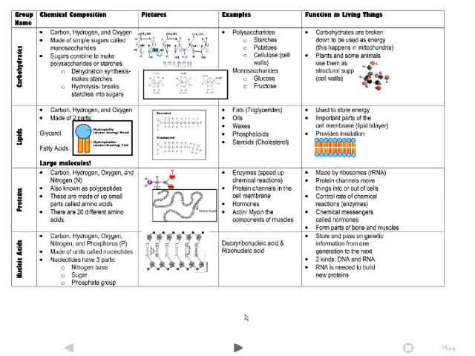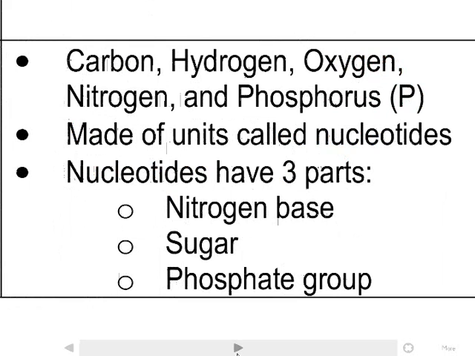Now, the last kind of biomolecule is called nucleic acid. A nucleic acid is made of carbon, hydrogen, oxygen, nitrogen, and one more thing called phosphorus. And just like proteins are made of amino acids, nucleic acids are made of a smaller piece called a nucleotide. And a nucleotide has three parts. It has a nitrogen base.